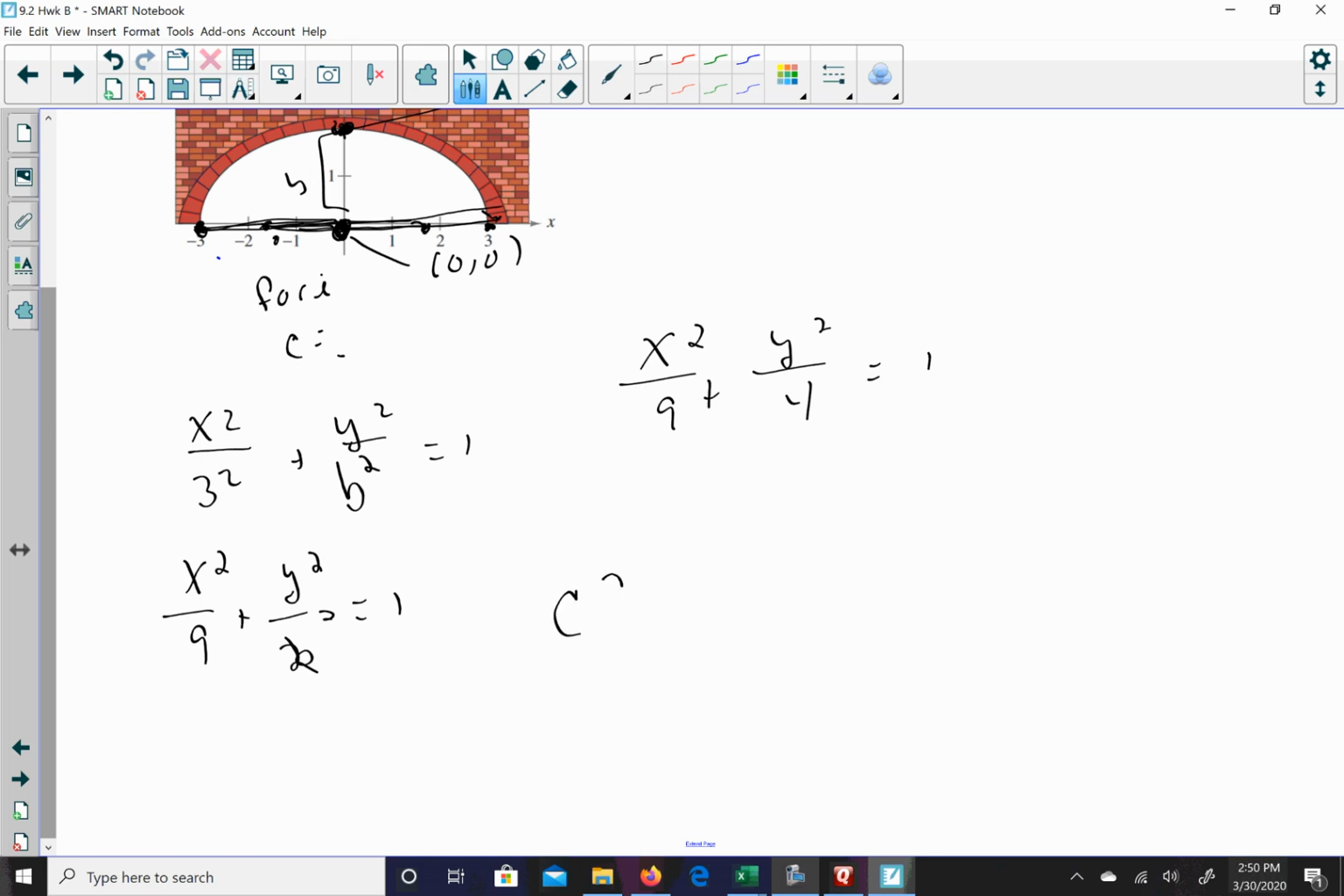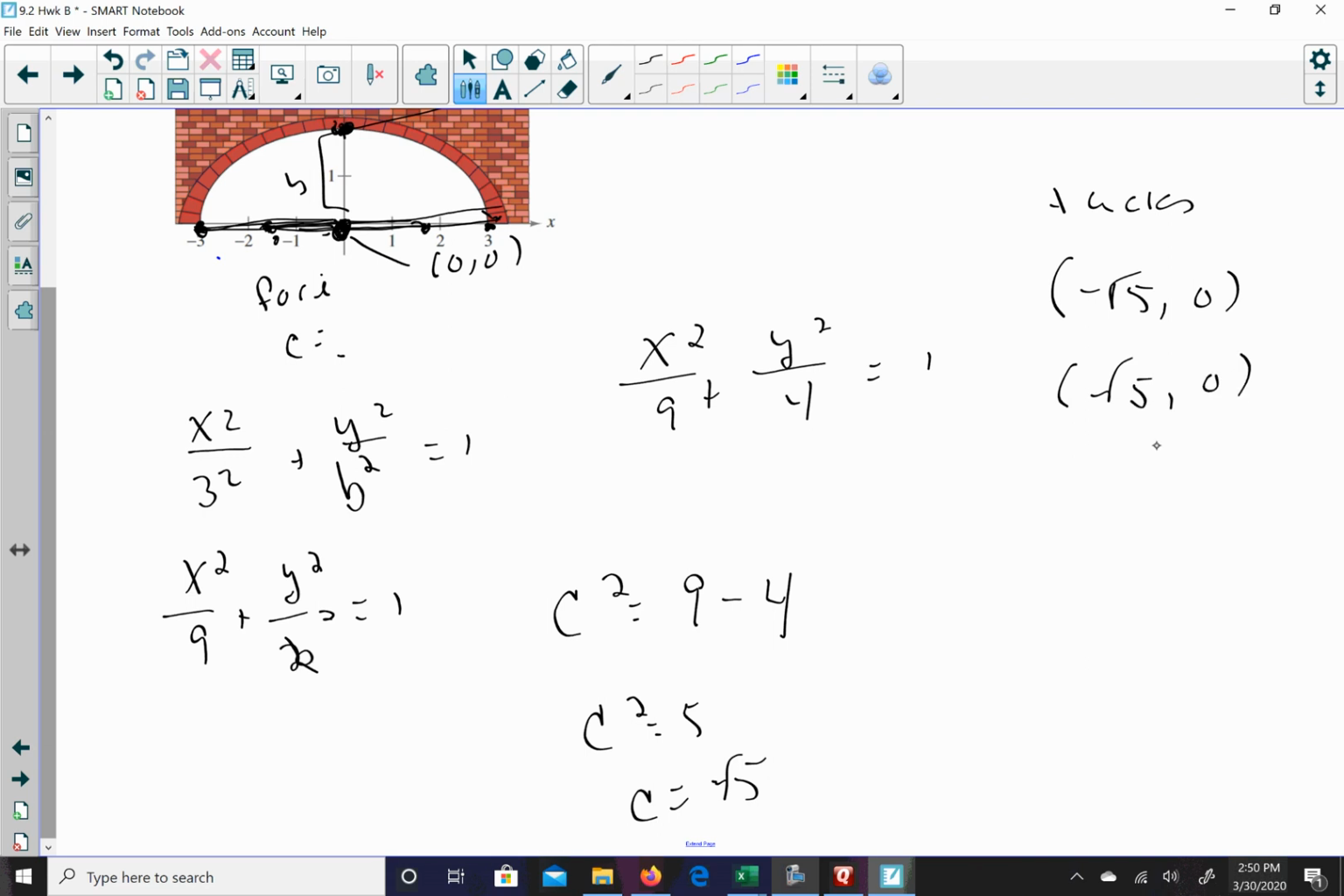So C squared is equal to A squared, which is 9, minus B squared, which is 4. So I'm going to say C squared is equal to 5, which means C is equal to the square root of 5. So to find the places where I put these tacks, I'm going to go to the left square root of 5, so negative square root of 5. My y coordinate would be 0. So these are my tacks. And then I'm going to go to the right square root of 5, 0. And then remember the string is 6 feet long.